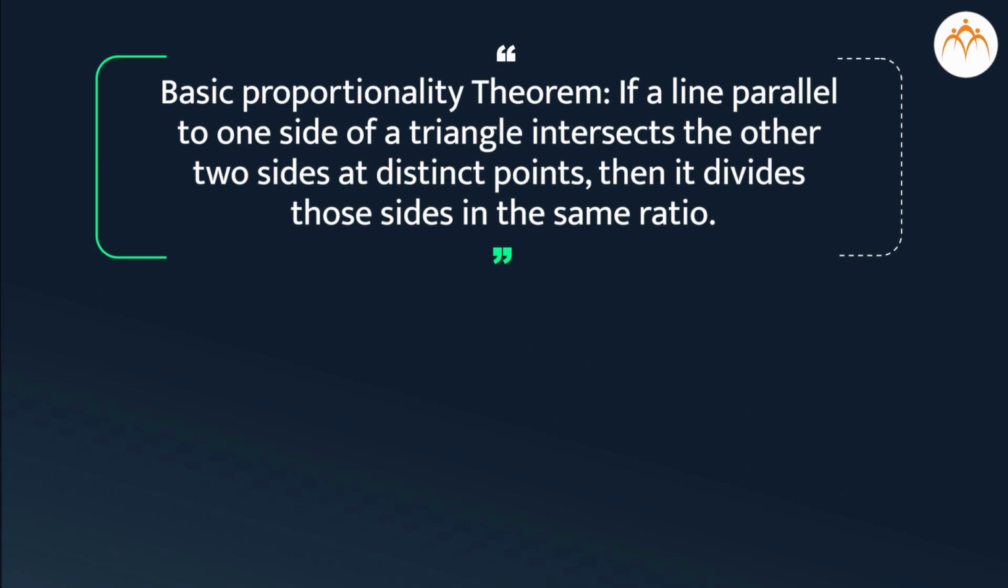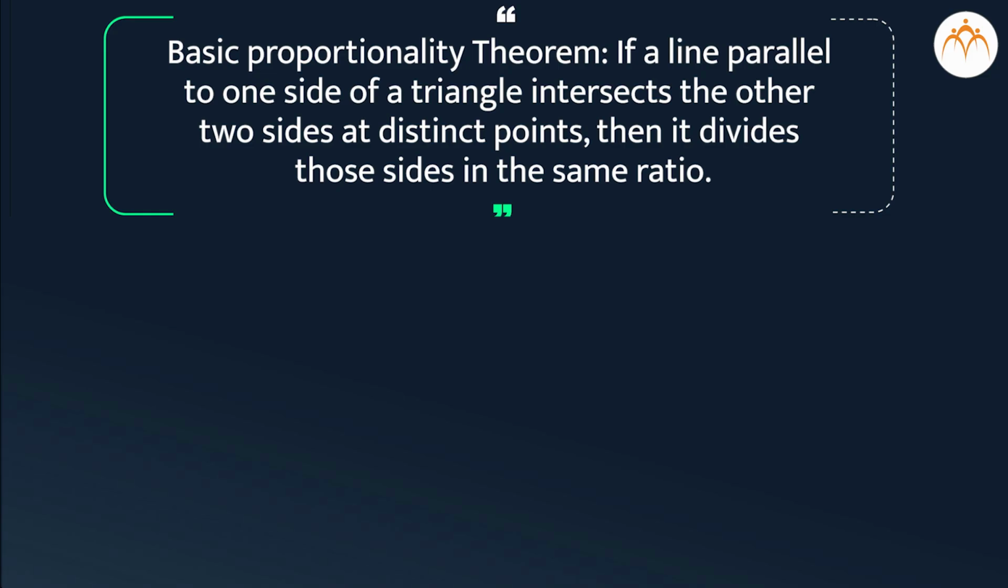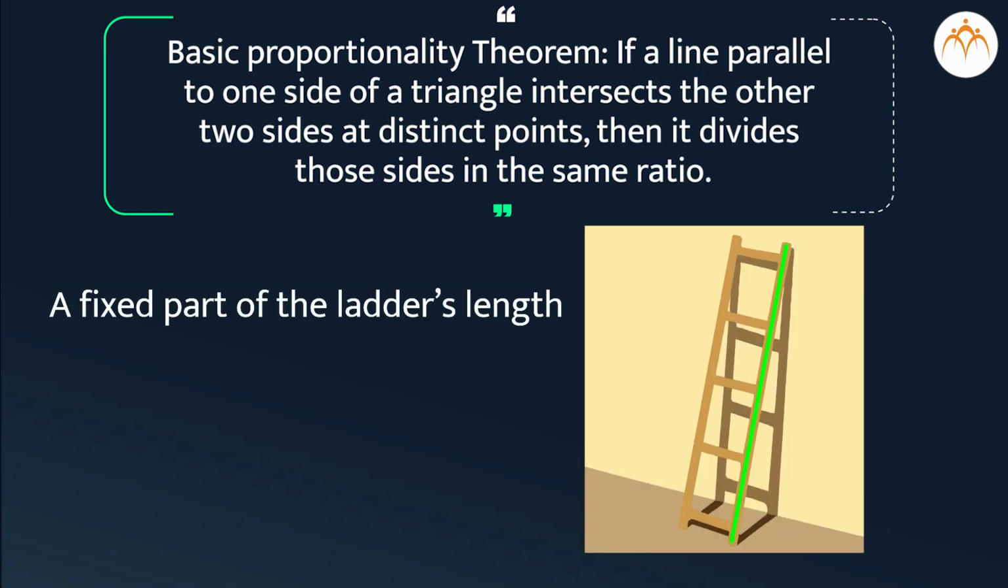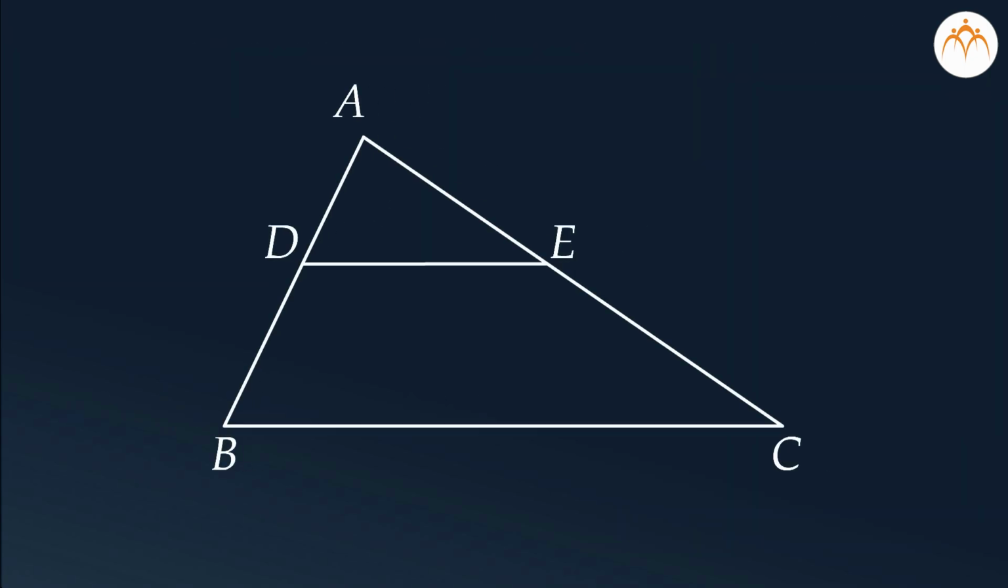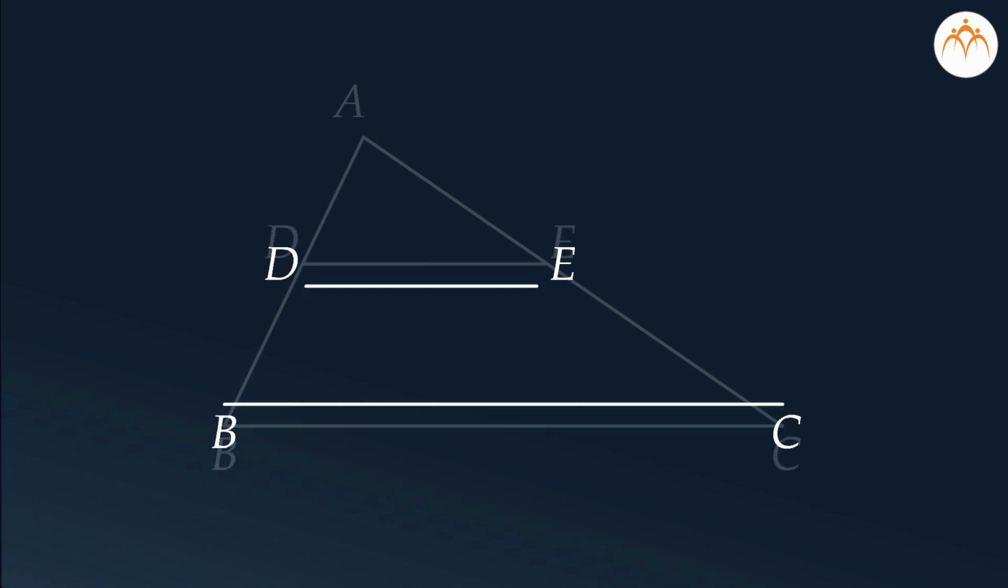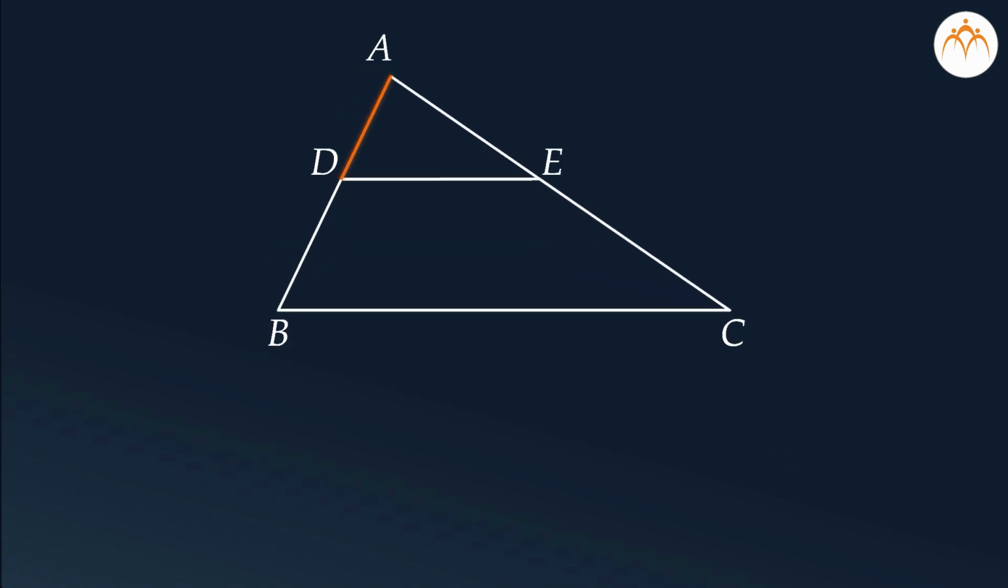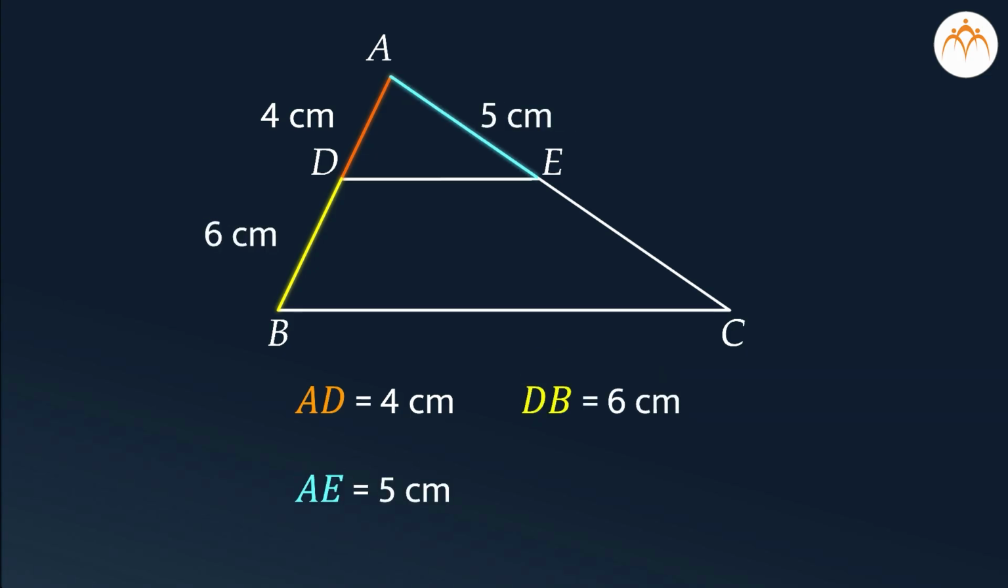By applying this theorem, we can easily find the relationship between a fixed part of the ladder's length and a fixed part of the wall's height. Moreover, the observations noted by the students are consistent with this theorem. Let us solve a few examples. In the above figure, segment DE is parallel to segment BC. AD is equal to 4 cm, DB is equal to 6 cm, AE is equal to 5 cm. Find the length of EC.